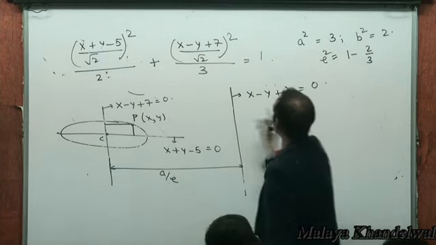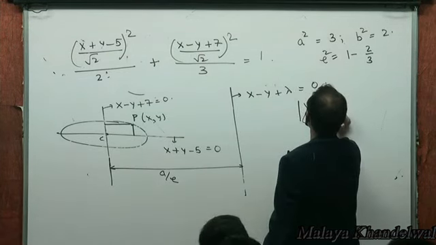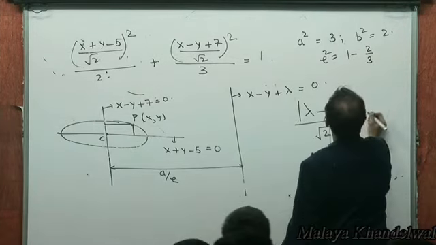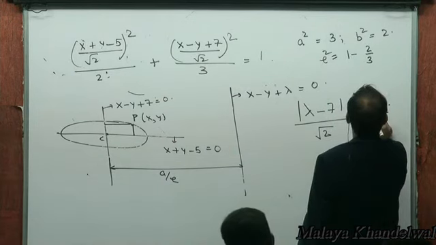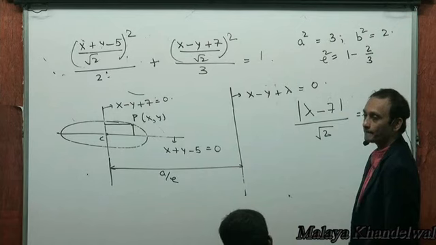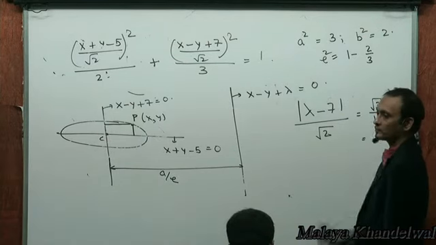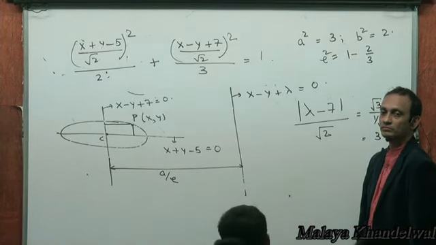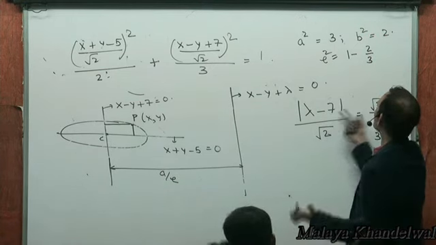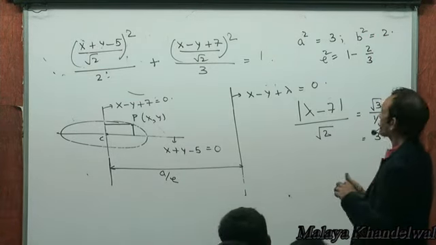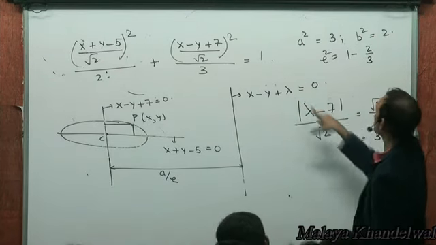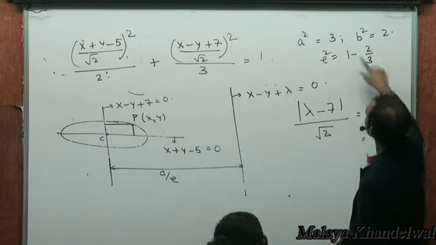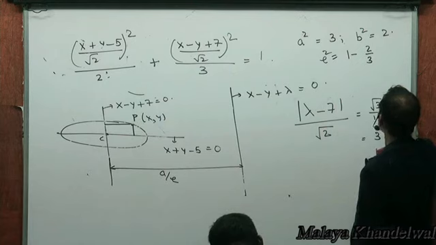That means the distance between these two lines is what? Mod of λ minus 7 divided by root 2 is the distance between these two parallel lines, and that must be equal to a, which is root 3, divided by e, which is 1 by root 3, which is 3. Bolo, Raj. All's good? λ could be found from these considerations. The distance between these two parallel lines, mod of λ minus 7 divided by root 2, must be a, which is root 3, divided by e, which is 1 by root 3, which makes it 3.